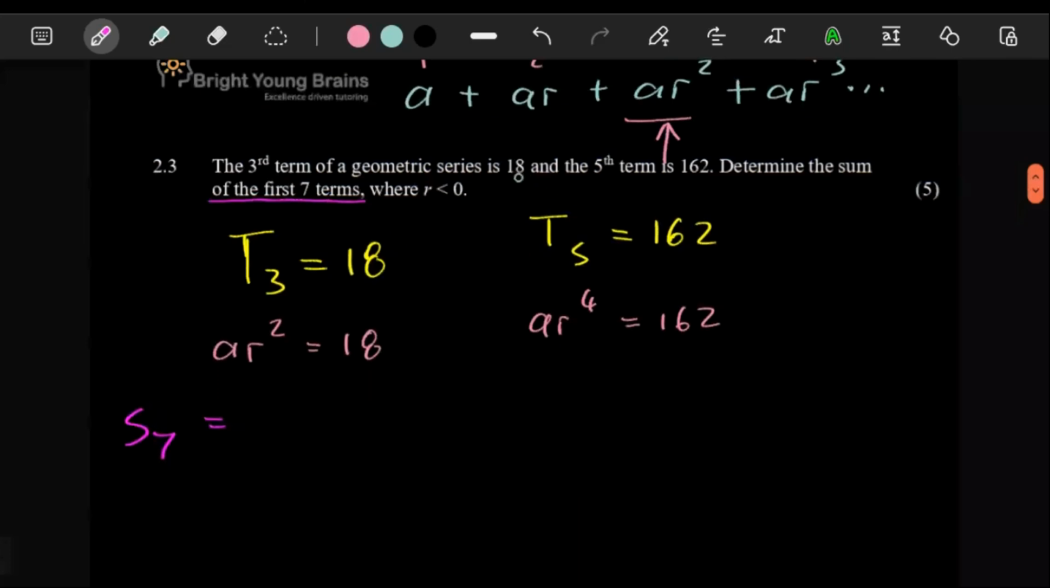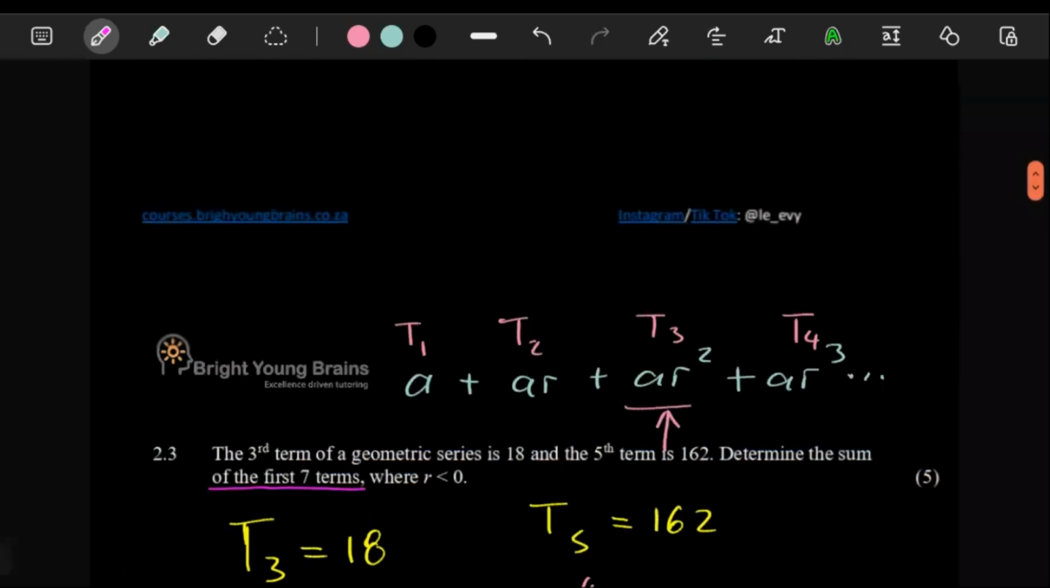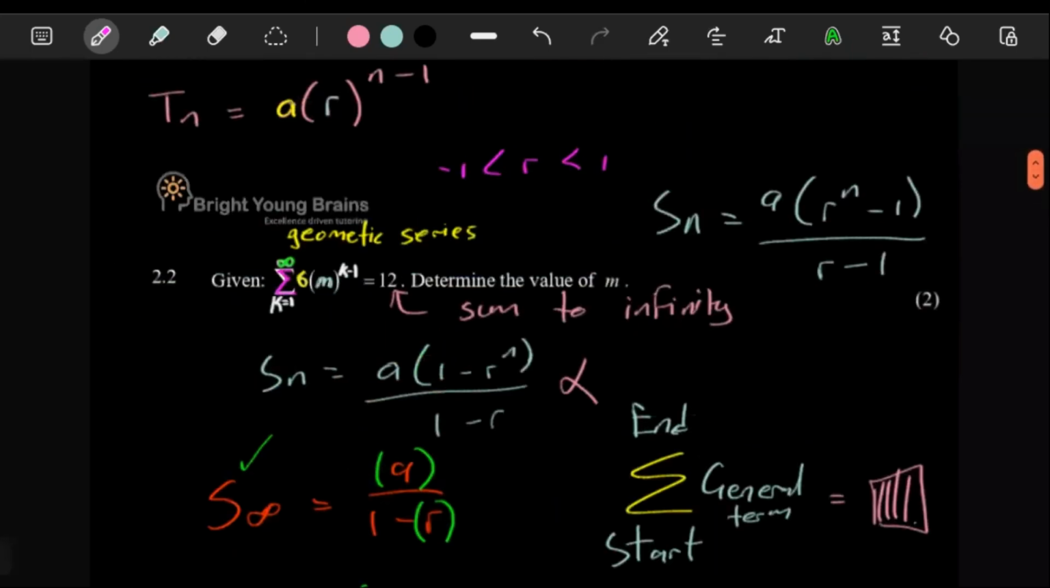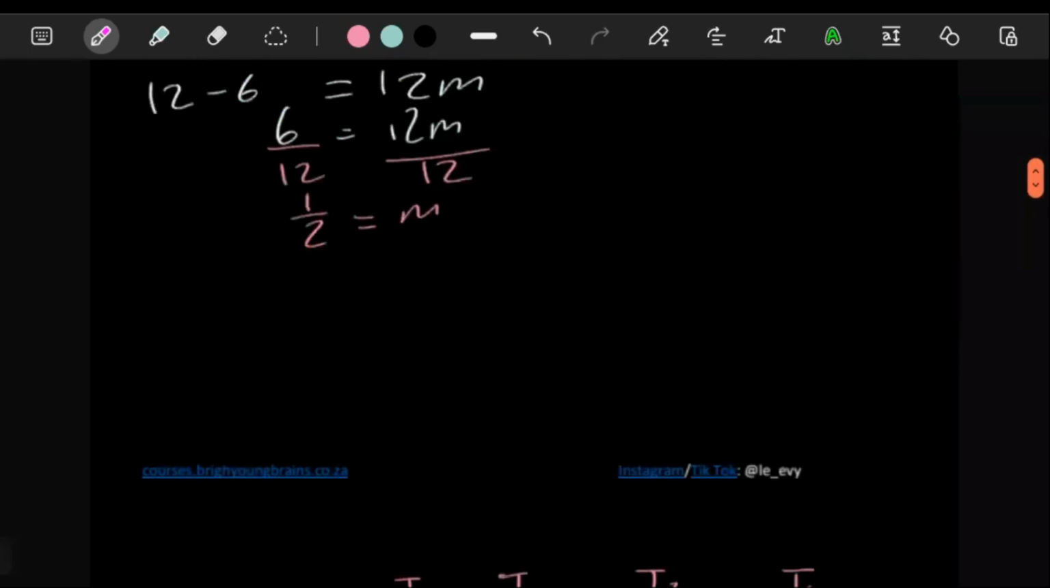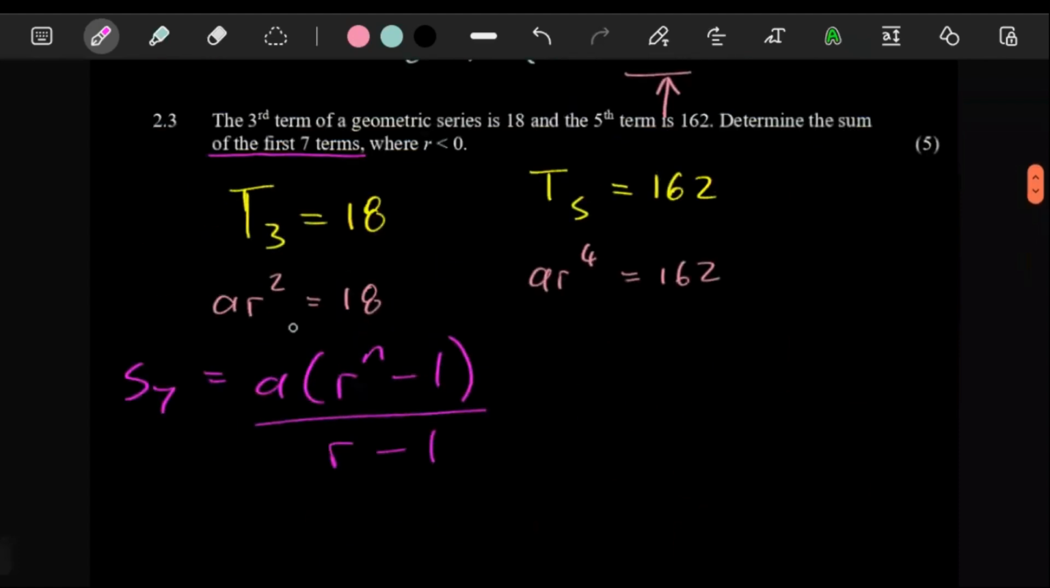So whichever way, if T3 is 18 and T5 is 162, our sequence is clearly getting bigger and bigger. So the Sn formula that we can think of is this one, with R minus 1. Because if it was getting smaller and smaller, the Sn formula we would be thinking of is this one. But anyway, the information they've given us is 1, 2, and then 3.